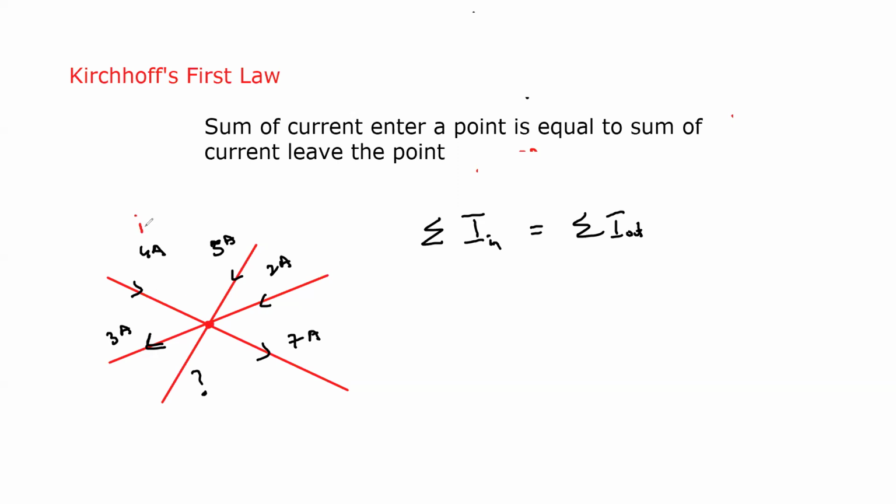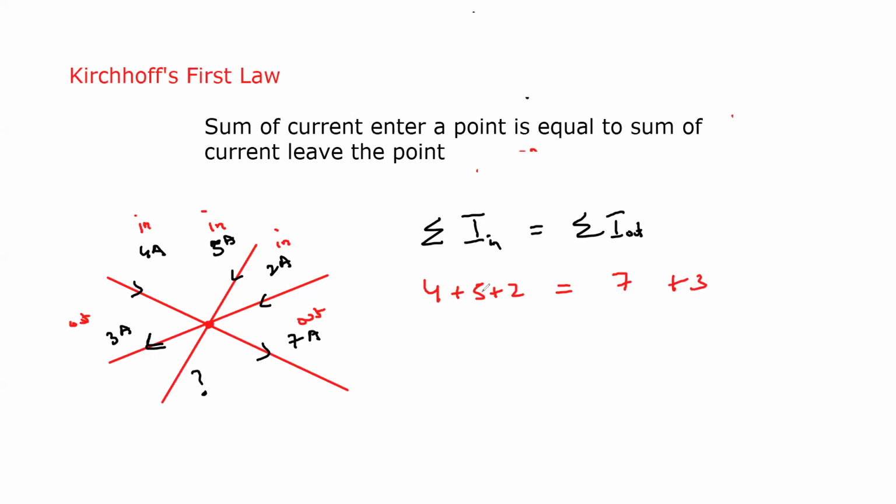This is a current which is going in. This is also a current which is going in. This is also a current going in. This is a current going out. This is also a current going out. So what is the current going in? 4 ampere, 5 ampere and 2 ampere is the current which is going into this point. And which current is leaving the point, going out? That is 7 ampere and 3 ampere.